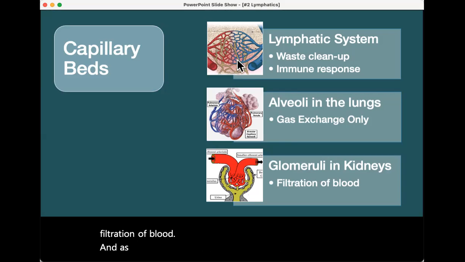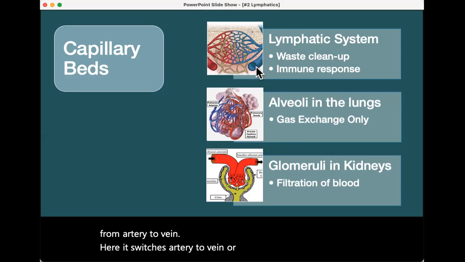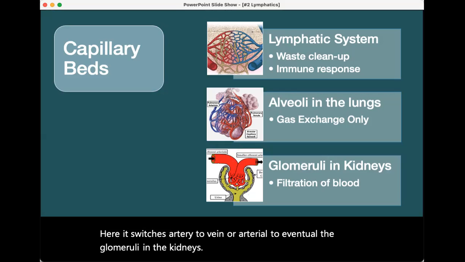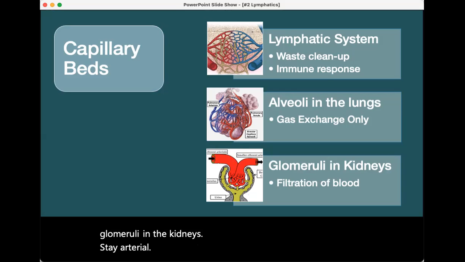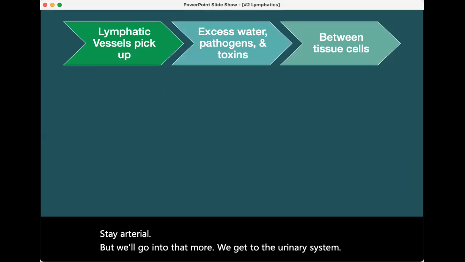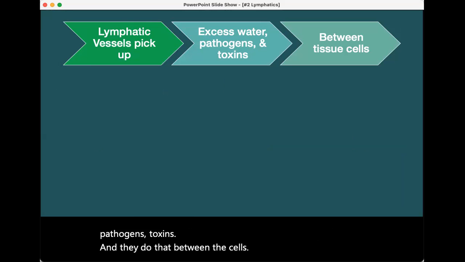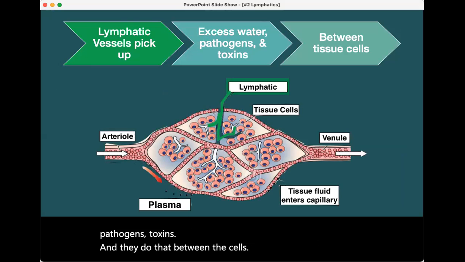And as opposed to these other capillary networks that go from artery to vein, here it switches artery to vein or arterial to venule, the glomeruli in the kidneys stay arterial. But we'll go into that more when we get to the urinary system. So the lymphatics pick up all that excess water, they pick up pathogens, toxins, and they do that between the cells. And there's a depiction again of the lymphatics between tissue cells.